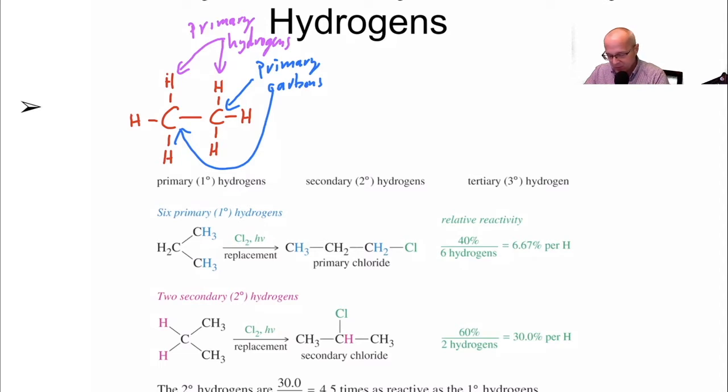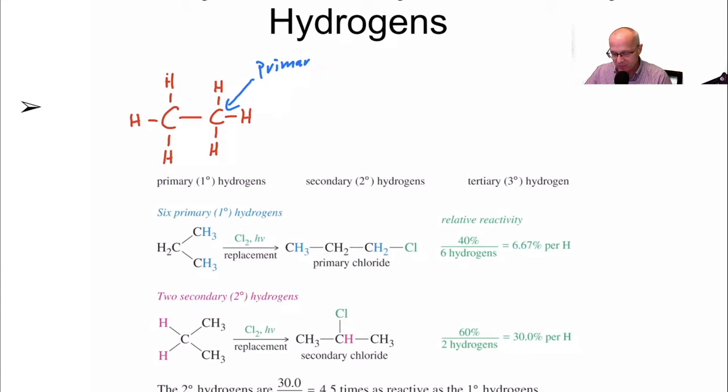Now, just so we're all on the same page, they're also sometimes called first degree hydrogens or carbons. Now, how do you tell a primary from something else? Very, very simple. A primary carbon has one other carbon attached to it, and only one other carbon. So notice this carbon here has one other carbon attached to it. Everything else is hydrogen. Therefore, it's primary.